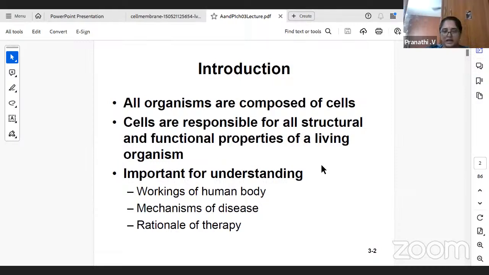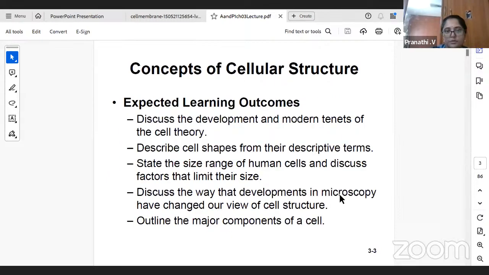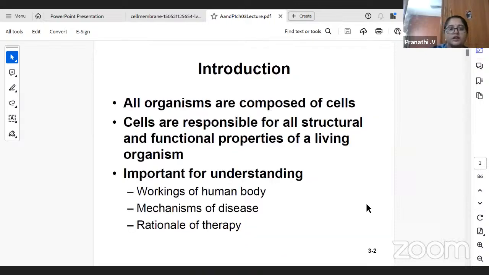We must have learned when we were young that the cell is the basic structural and functional unit of life. So this is where we are going to see how it is important for our body, what exactly is going to happen when there's any kind of abnormality, and what exactly we are going to do in case of therapy.